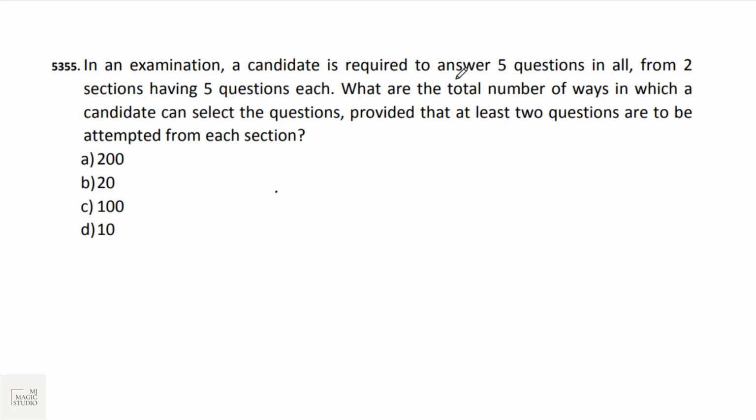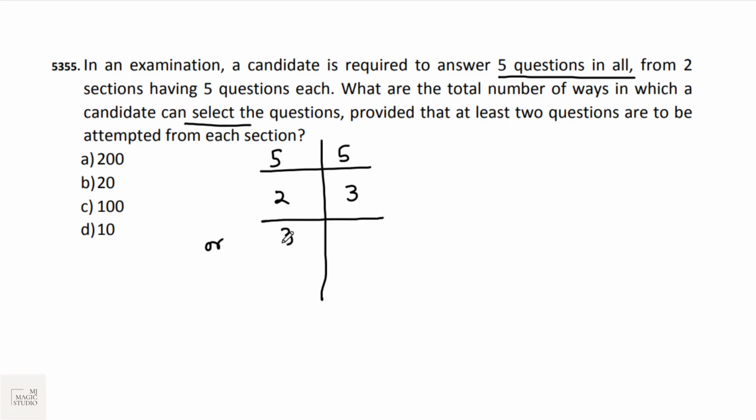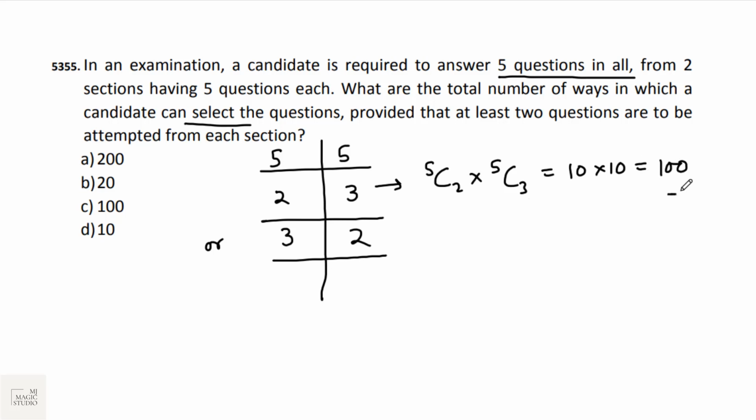In an examination, a candidate is required to answer 5 questions in all, from 2 sections having 5 questions each. What is the total number of ways in which a candidate can select questions, provided that at least 2 questions are to be attempted from each section? If he selects 2 from the first section, he will select 3 from the second, or if he selects 3 from the first section, he will select 2 from the second. So the first case is the number of selections 5C2 into 5C3. 5C2 is 10, 5C3 is 10, that is 100.